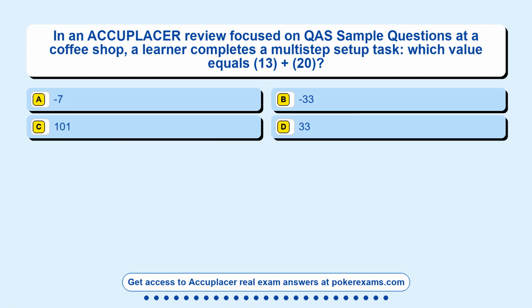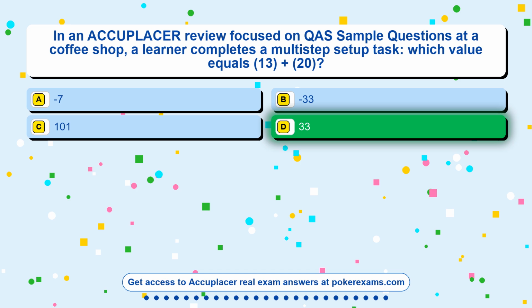Question 18. In an ACCUPLACER review focused on QAS sample questions at a coffee shop, a learner completes a multi-step setup task. Which value equals -13 plus 20? Option A, -7. Option B, -33. Option C, 101. Option D, 33. The correct answer is option D, 33.